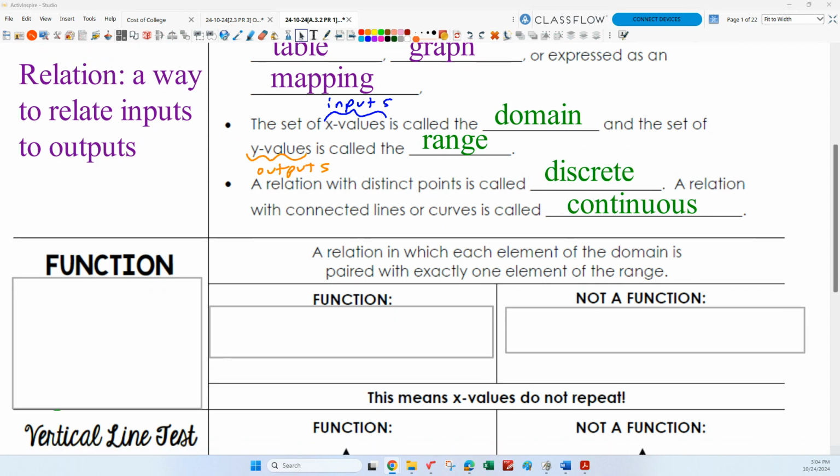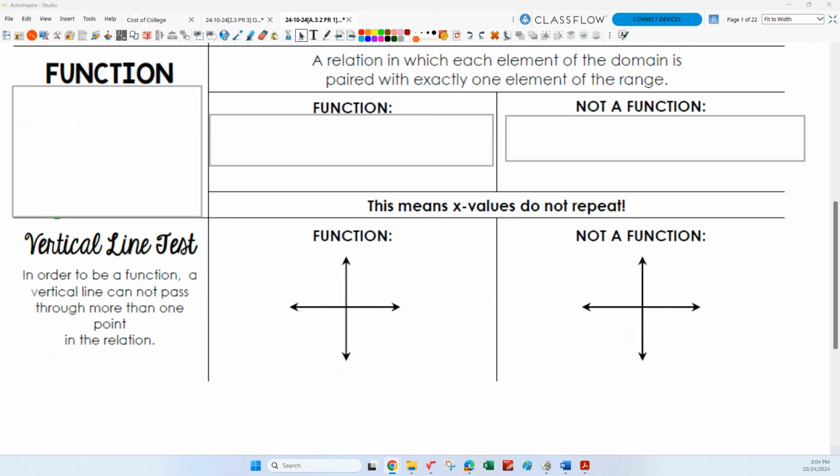Okay? How about a function? A function is a special type of relation. All functions are relations, but not every relation is a function.